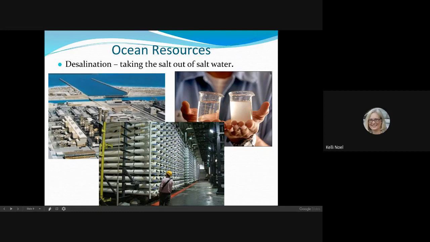All right, desalination, you should be writing the definition. It's been up here. You need to be writing, taking the salt out of water.